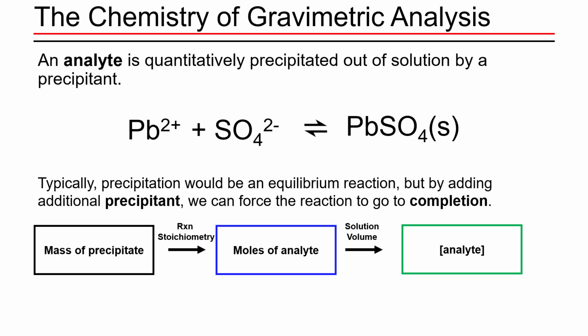And therefore, from the mass of the precipitate and its chemical formula, you can figure out how many moles of the analyte were in the sample originally. And then if you know with good exactness the volume of the original analyte solution, the volume of your unknown, you can take those moles of analyte divided by the volume to give you the analyte concentration. So on paper, gravimetric analysis is always an exercise in stoichiometry.